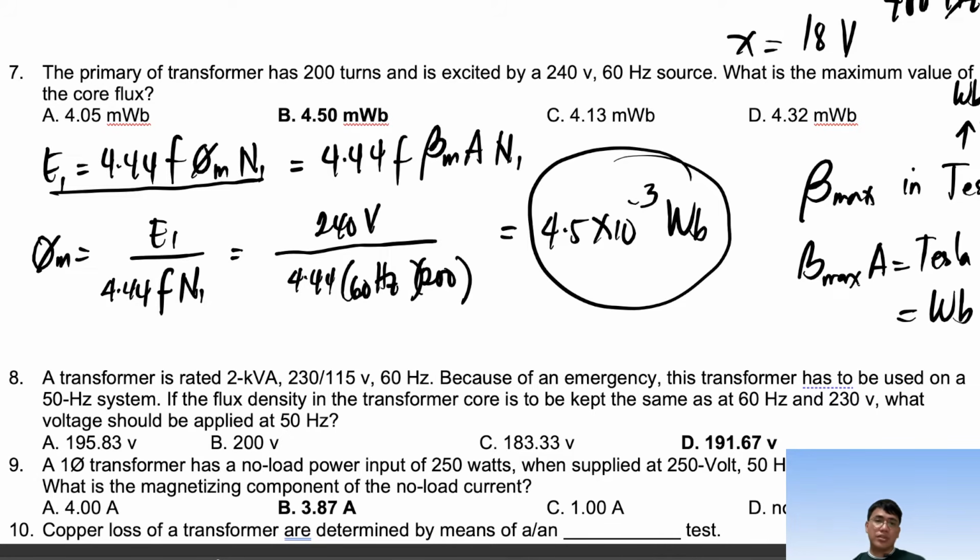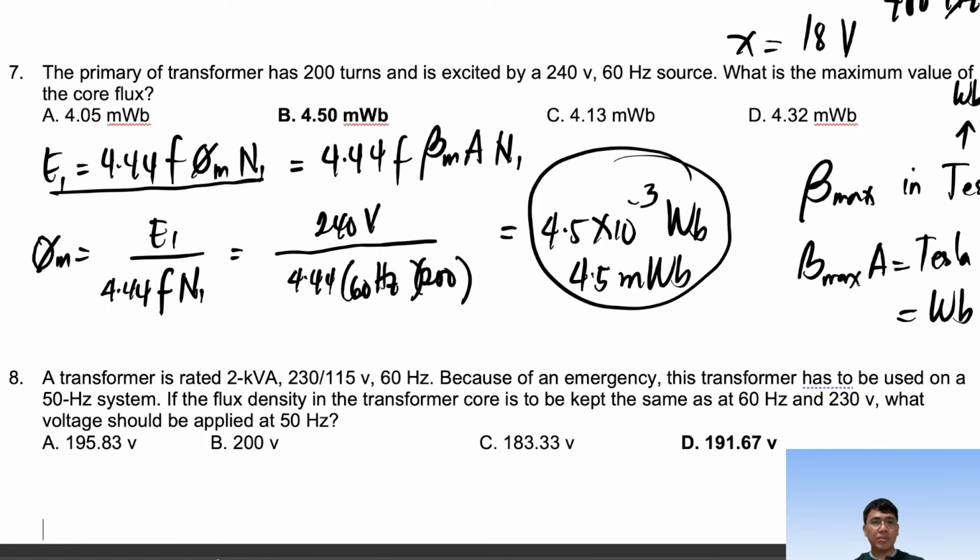So our answer is 4.5 times 10 raised to negative 3 Weber, or this can be rewritten as milliweber. 10 to negative 3 is milli. The answer is in milliweber. Okay. Number 8.